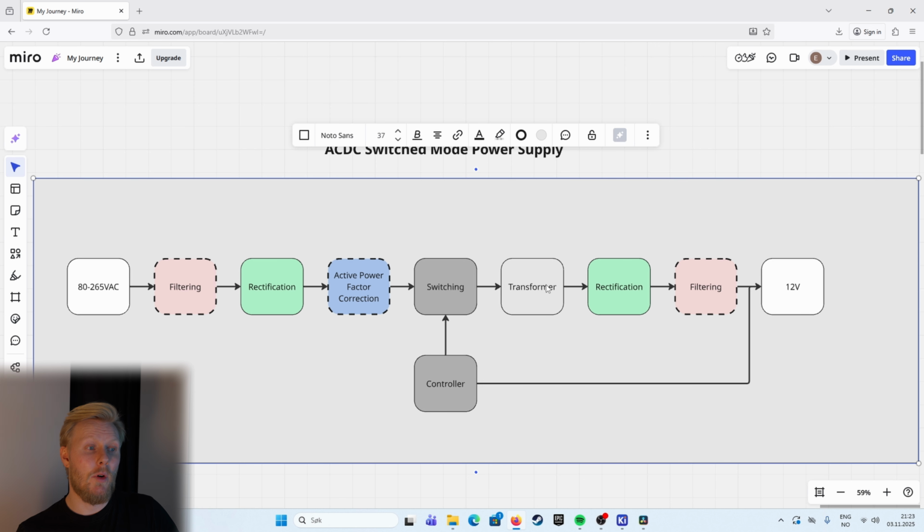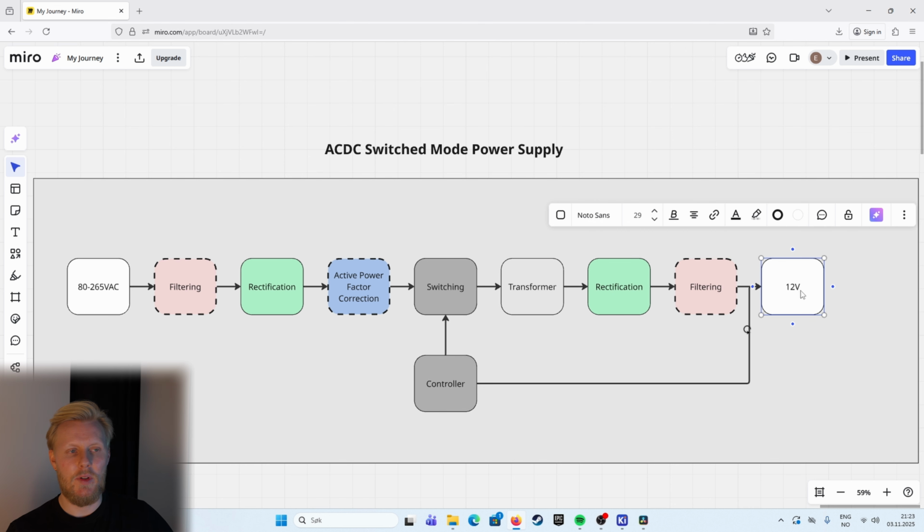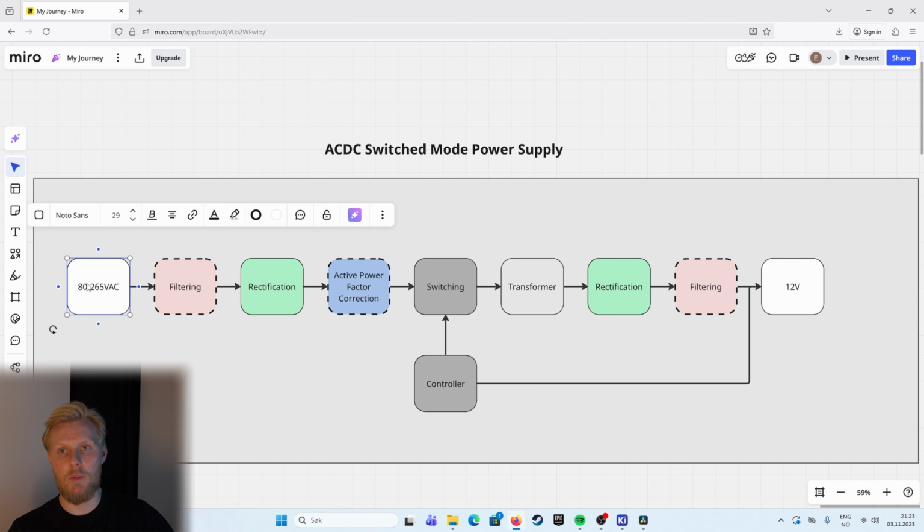Then you have the transformer stage, or I'm not sure of a better name for this. Let's say the transformer stage, another rectification, some filtering, and then you have your output. And in this case, it's 12 volt, which is according to our design that we're working on. We're taking in a universal input and we want a 12 volt output.